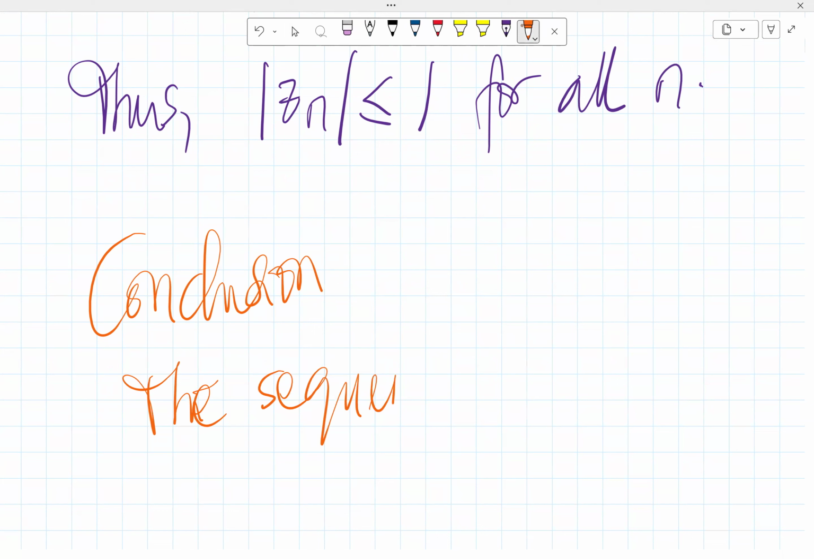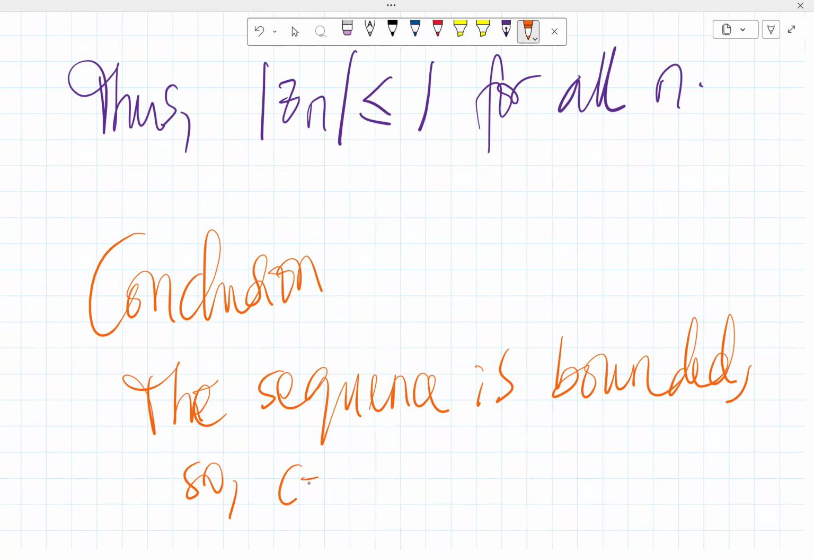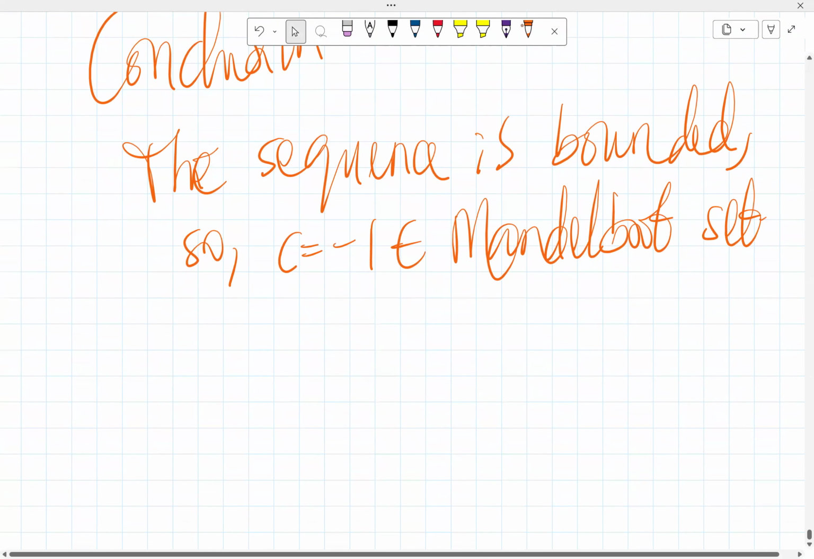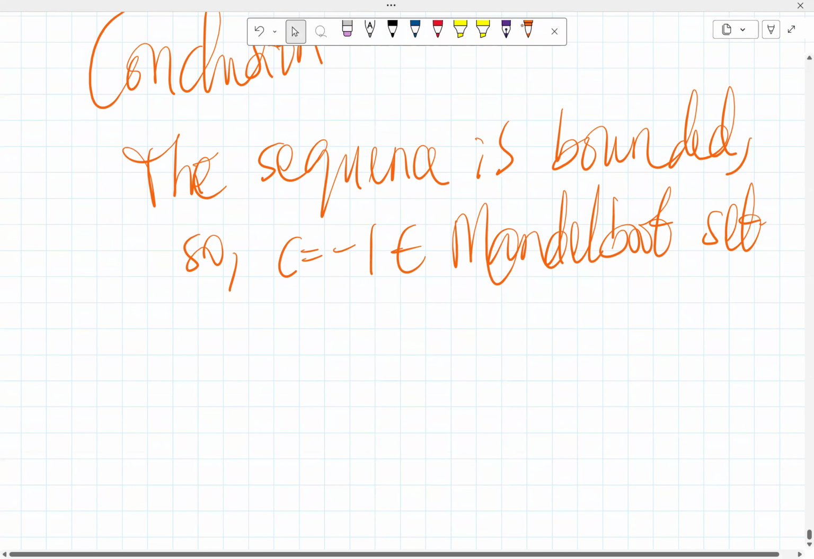The sequence is bounded. So C equal to minus 1 belongs to the Mandelbrot set since it is not divergent. So it's bounded, it belongs to the Mandelbrot set. So it means if you work with C, you're going to see that pattern, that it actually belongs there.